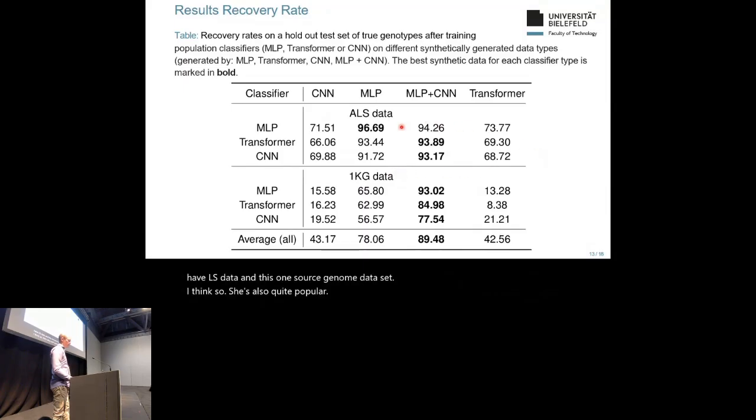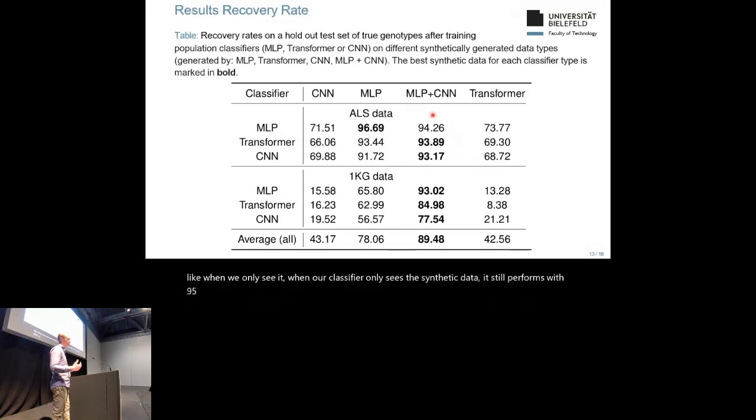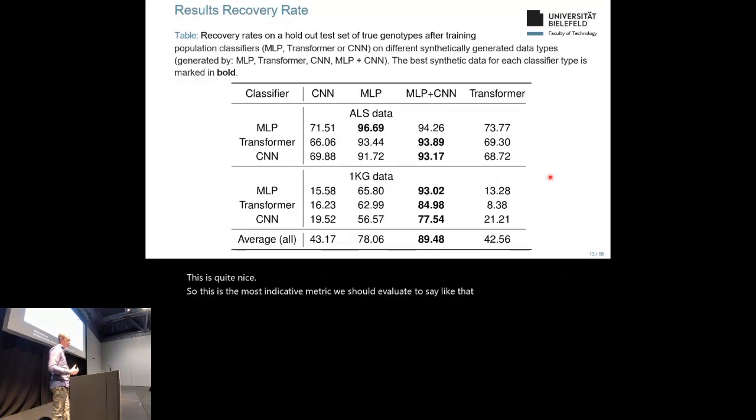Yeah, and as you can see, for our best performing models, MLP plus CNN, we actually get recovery rates in the range of 90 to 95% for most classifiers, which is really, really good. So that means when our classifier only sees the synthetic data, it still performs with 95% of a classifier which has seen all the real training data. So yeah, this is quite nice. This is the most indicative metric we choose to evaluate to say that our synthetic data is actually good.